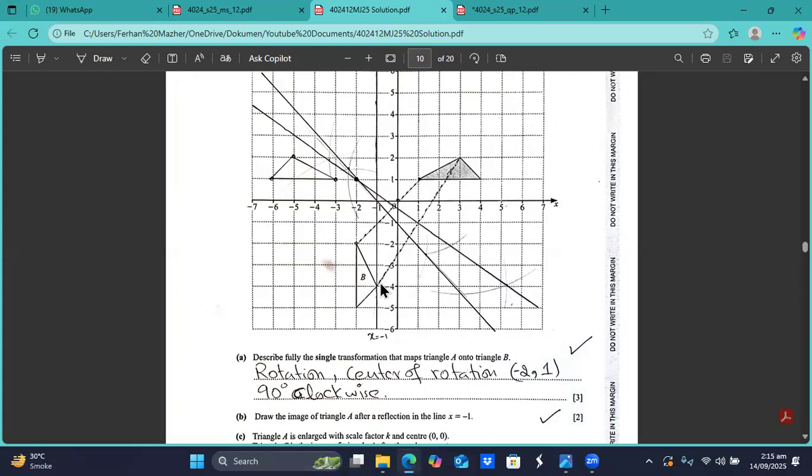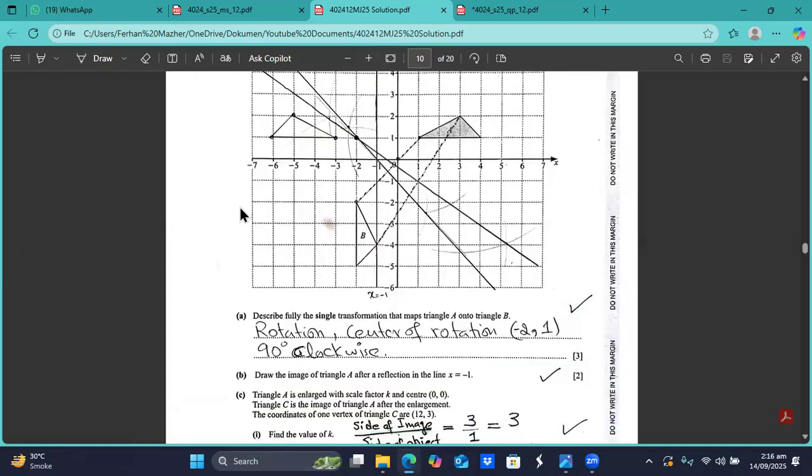We join the same points in the image and the object with each other and draw the perpendicular bisectors. These two perpendicular bisectors are cutting each other at (-2, 1), so that is the center of the rotation. If I join these points with the center of rotation, the angle between them is 90° clockwise. So this is a rotation, the center of rotation is (-2, 1), and it's a 90° clockwise rotation. Then A comes to B.